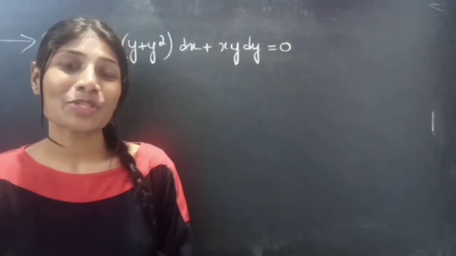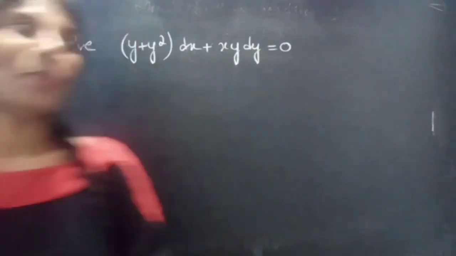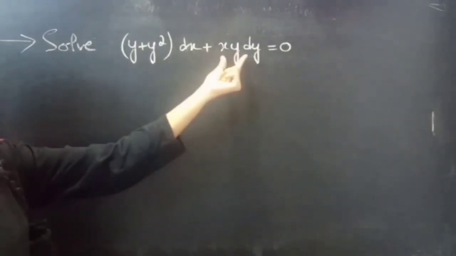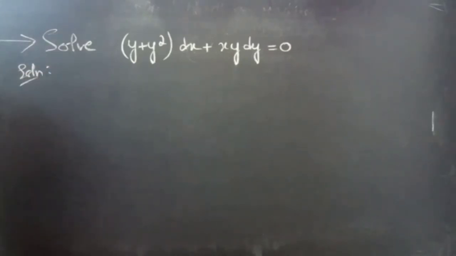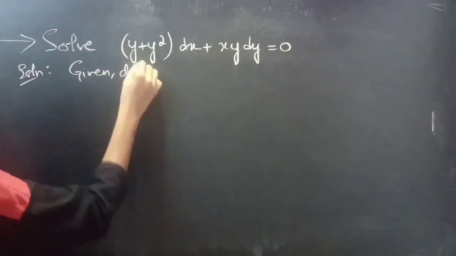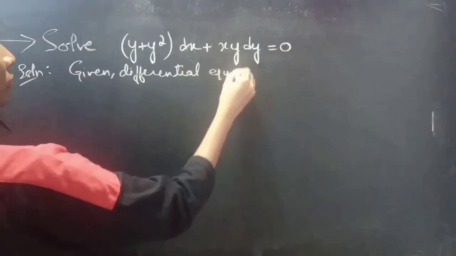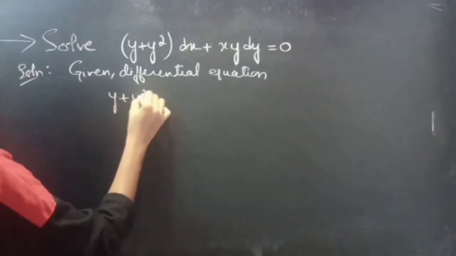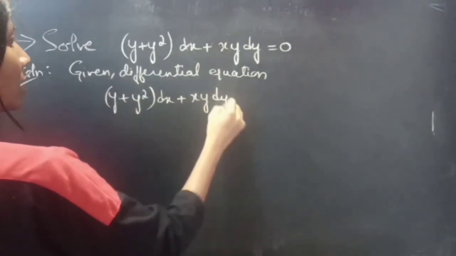In this video, we are going to solve the given differential equation which is non-exact. So let's get going. Problem: Solve (y + y²) dx + xy dy = 0. Solution. Given differential equation: (y + y²) dx + xy dy = 0.